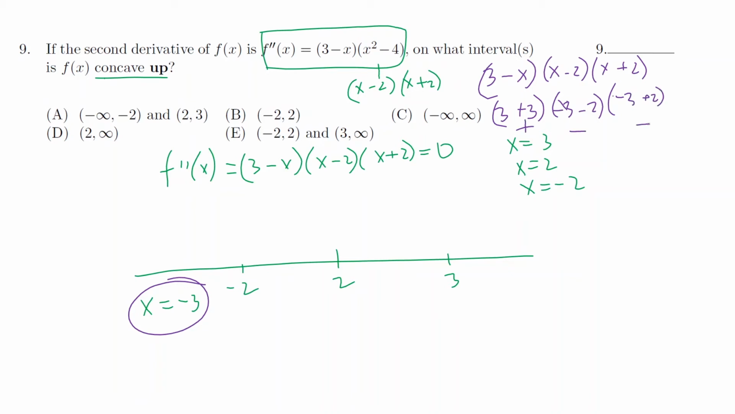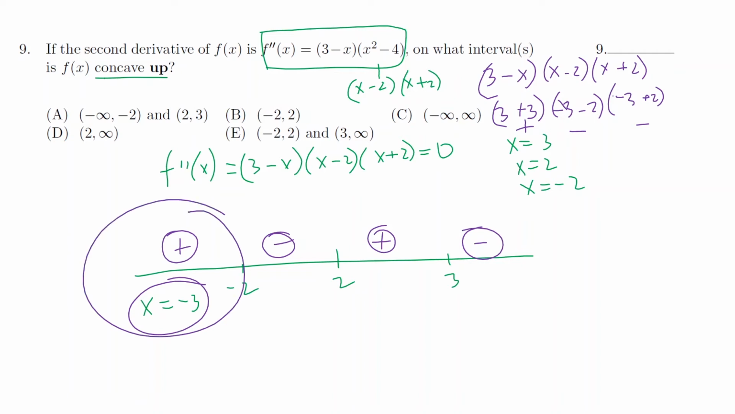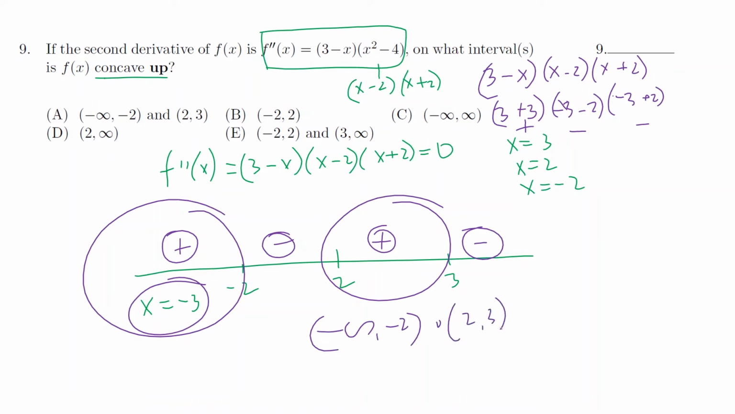So positive times negative is positive. All I care about is positive. Then it's going to be switching: positive, negative, positive, negative. We're looking at on which intervals it is concave up. So it's on this one and on that one. So it's between negative infinity and negative 2, and also between 2 and 3. Let's see if this answer exists. Yes, it's answer A.